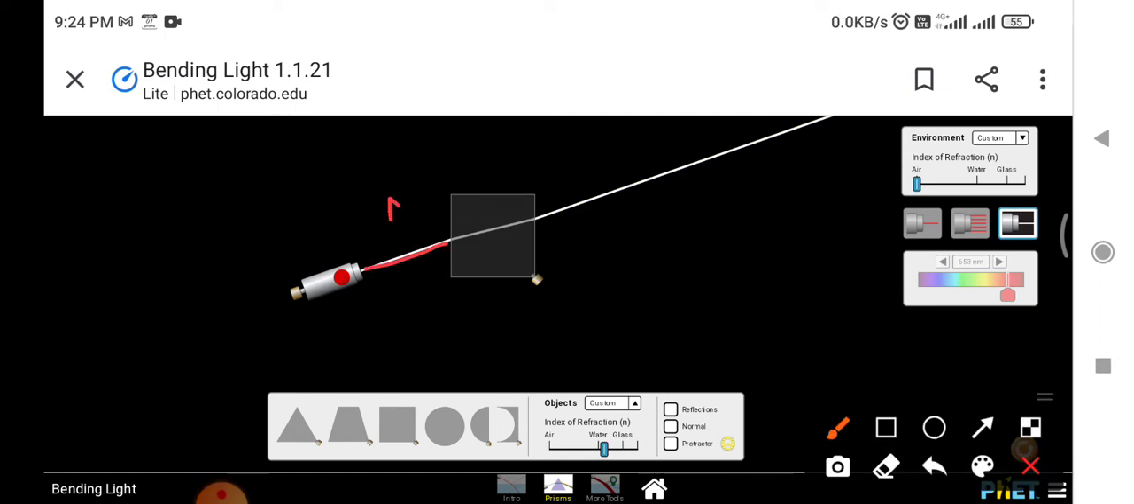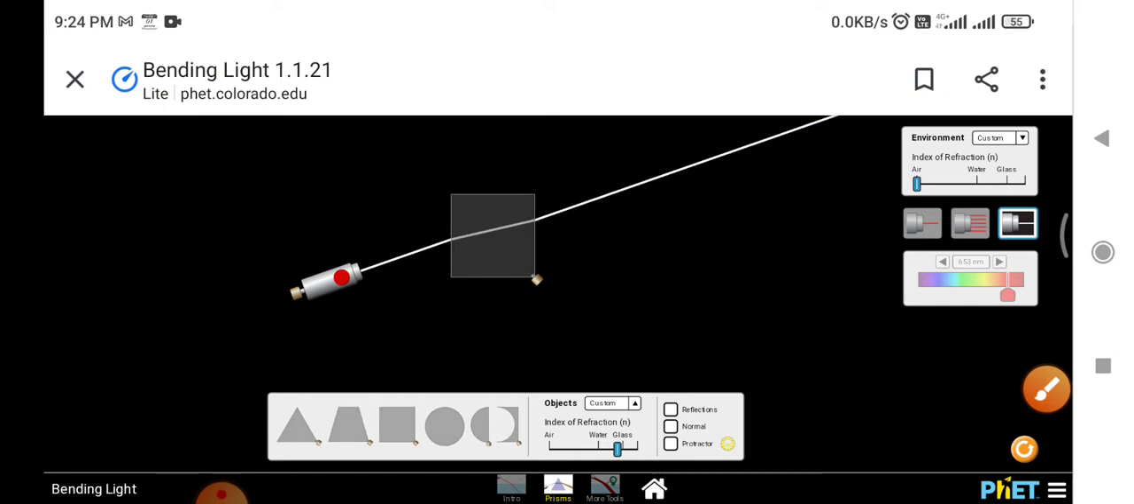So the light gets refracted. This is the air medium and this is the water medium. When the light travels from air to water, it undergoes refraction. Again, water and this is air. So, refracted.